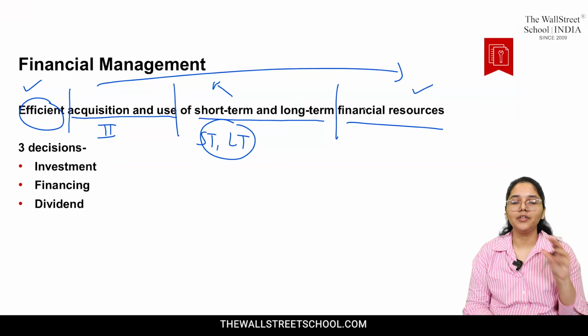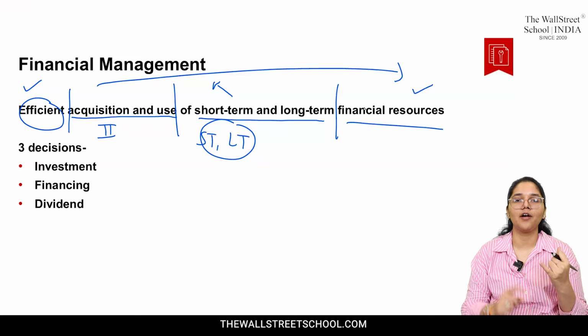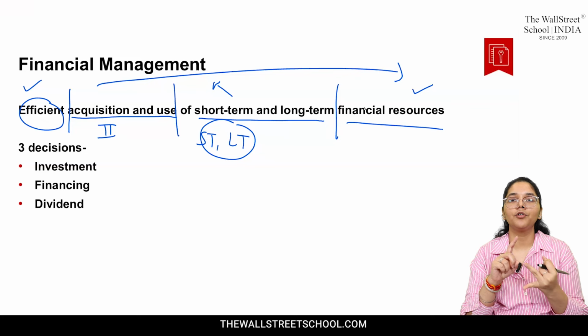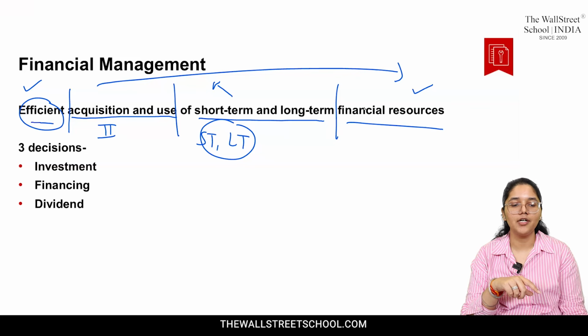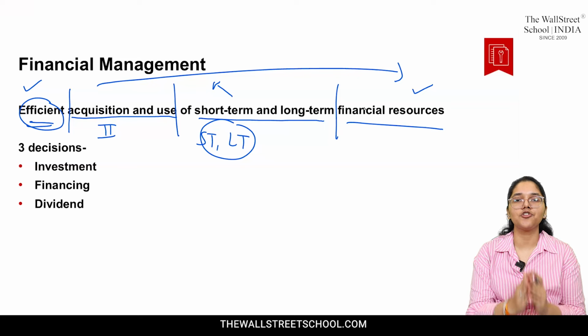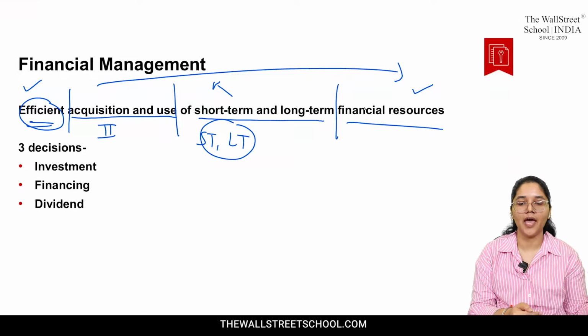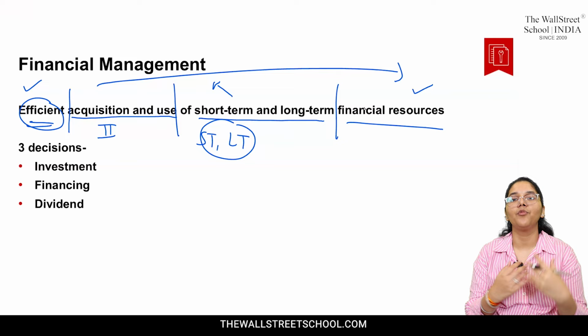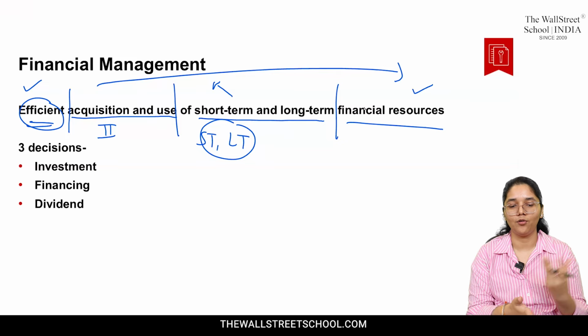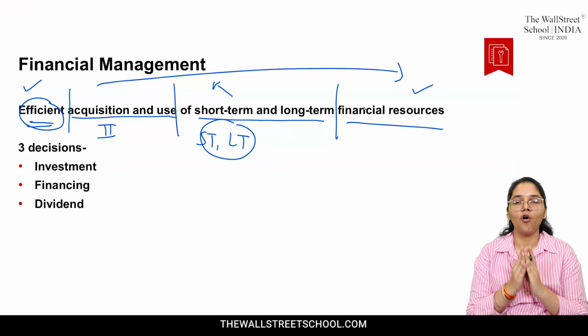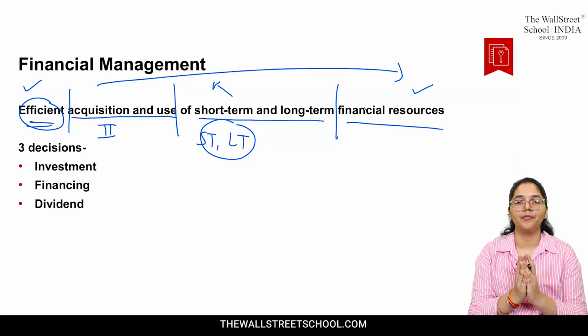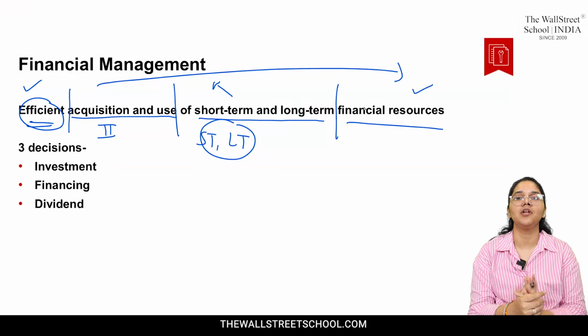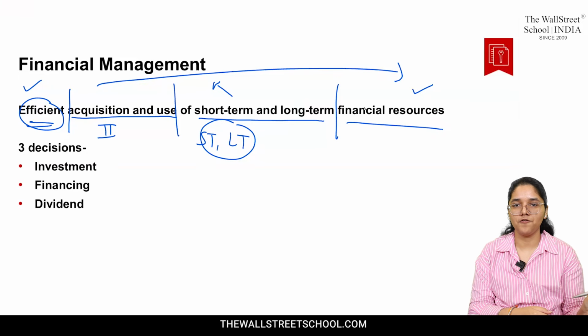But here, to technically break down the definition, we are going to acquire the funds, we are going to use the funds in an efficient manner. That means money should be placed in the most productive manner. Wherever you are getting more and more returns, money should be invested over there so that you're able to bring more and more wealth to your shareholders. Ultimate objective of the FM function, financial management function, is the wealth maximization of shareholders.